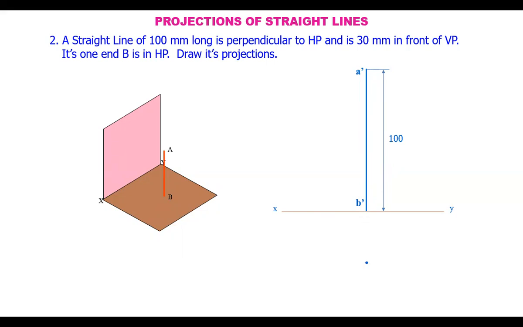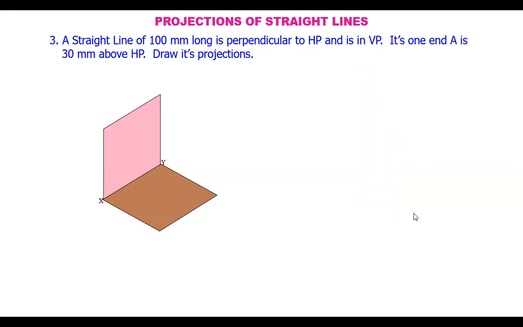Coming to the top view, again, the top view is a point because the line is perpendicular to HP. When it is seen from the top, it appears like a single point at a distance of 30 mm. So at 30 mm distance, we mark the top view, that is A as well as B.